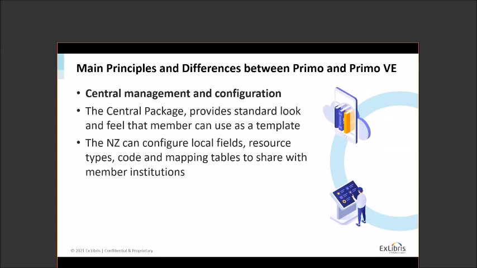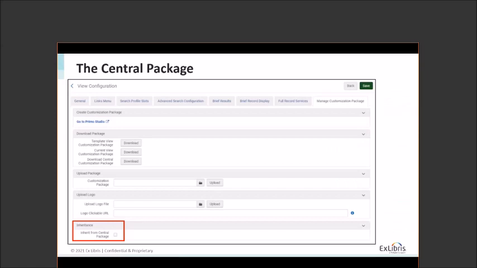In addition, the network zone can configure local fields, resource types, code and mapping tables to share with member institutions. For example, for a consortium that is using a red and blue theme, each member can inherit the theme colors and add their own specific customization. This is a view configuration in Primo VE. Under the Manage Customization tab, you can see the option to apply the Network Central customization package and to inherit it.